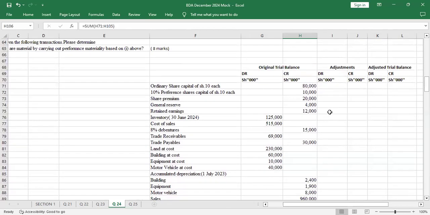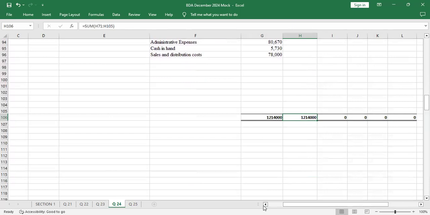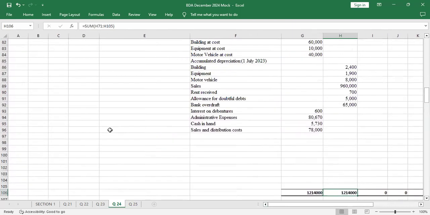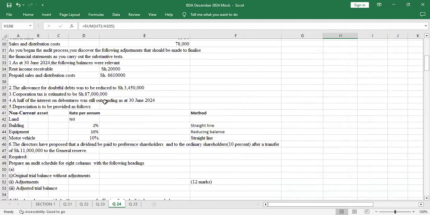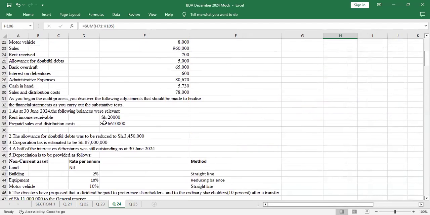So I'll go to adjustments. That's where we get our adjustments, from the additional information. I'll go to additional information number 1. They're saying, as you began the audit process, you discover the following adjustments that should be made to finalize the financial statements as you carry out the substantive test. The first adjustment: as at 30th June 2024, rent income receivable was shillings 20,000.